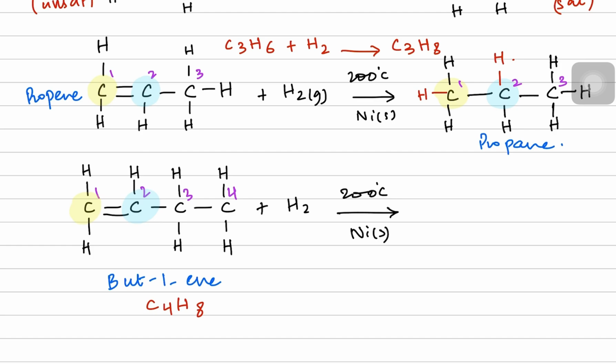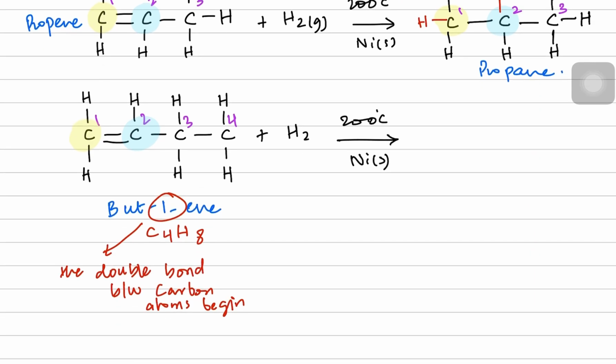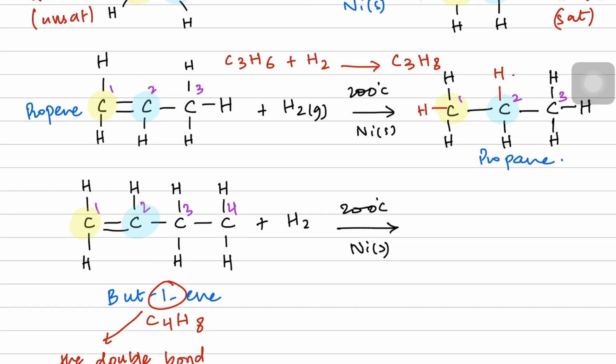I'm calling it but-1-ene because the double bond between carbon atoms begins on carbon 1. So the double bond is between carbon 1 and 2 and it begins on carbon 1. That is why we just call it but-1-ene. We could also have but-2-ene, but that's a different compound, an isomer, obviously. Now moving on, we have but-1-ene and I am now adding hydrogen.